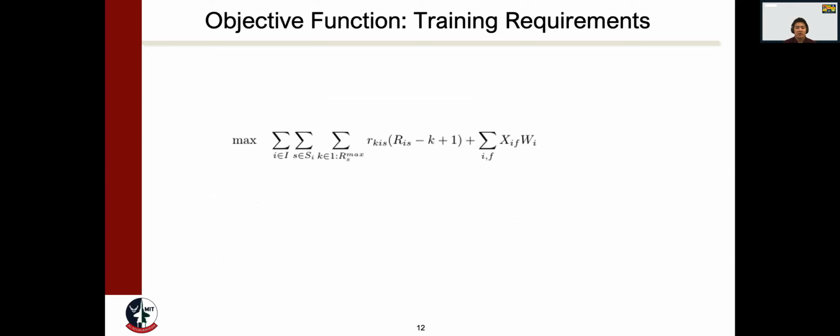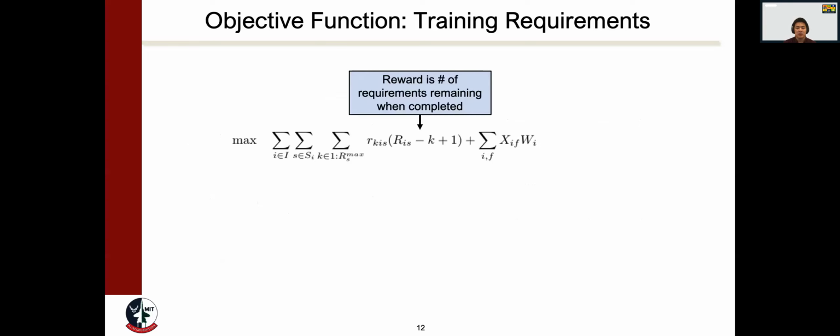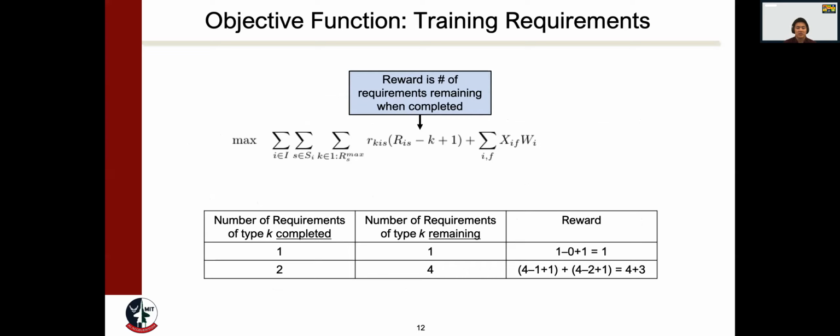We now look at how training requirement completion is incorporated in the objective function. We reward each requirement completed based on the number of requirements remaining when it was completed. For example, if 1 requirement was completed and there was 1 requirement remaining, we give a reward of 1. If there are 2 requirements completed and there were 4 remaining, we reward 4 to the first requirement completed and 3 to the second one.